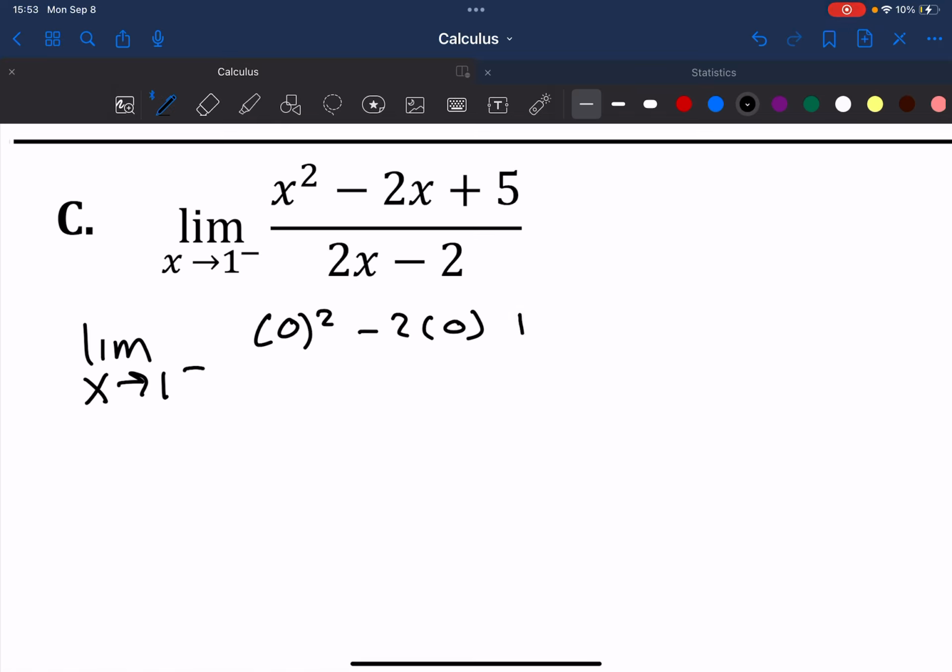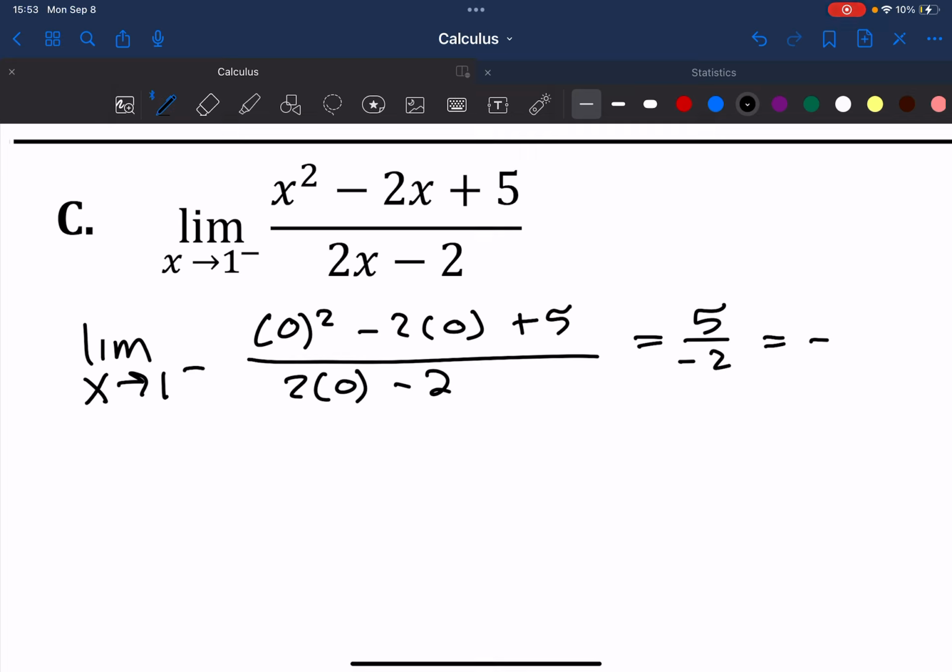So if I plug in 0, you'll notice that the only values left over are the ones that did not have x next to it. So I'm left with 5 over negative 2, which is negative, which tells me that my limit as x approaches 1 from the left is going to approach negative infinity.